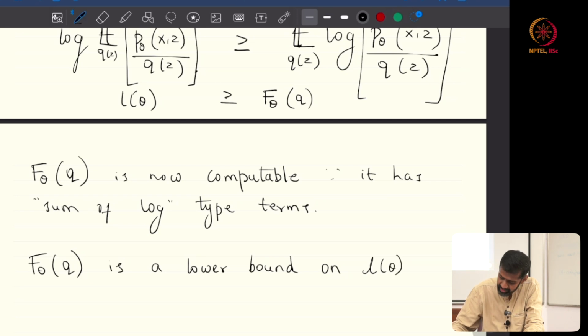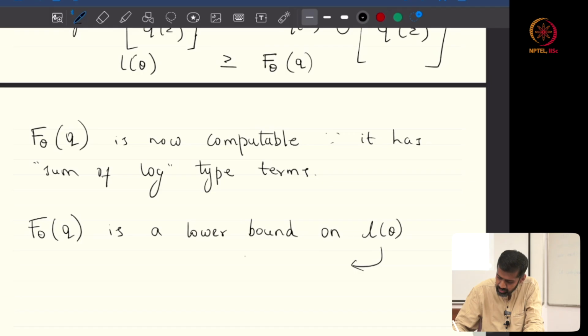L theta, what is L theta? L theta is the log likelihood, correct?